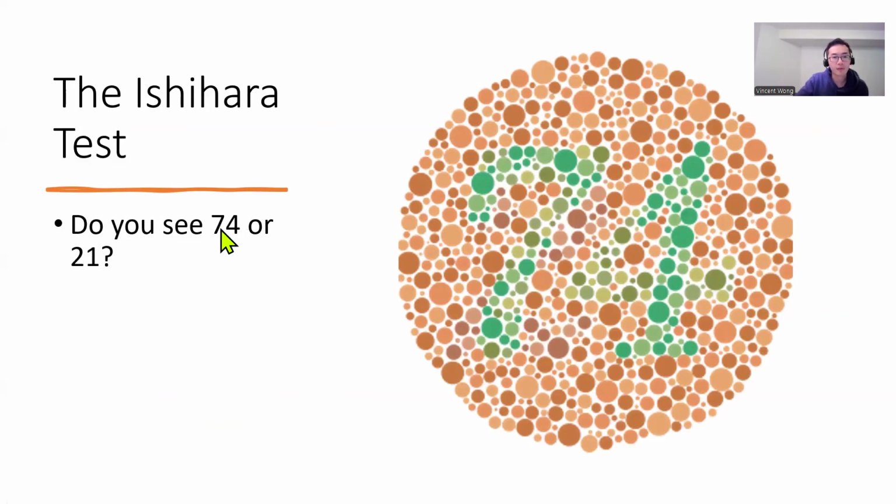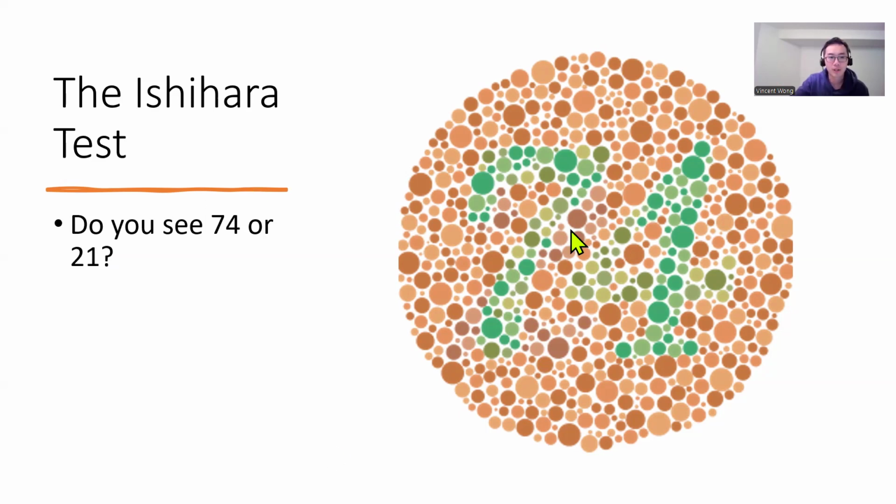Okay, if you see 74, then you don't have red-green color blindness. If you see 21, you probably have red-green color blindness, and you probably would know about it already. It's something you're born with, right? It's not like you will catch it or develop it later on in life. So if you don't have it, then you don't have it.